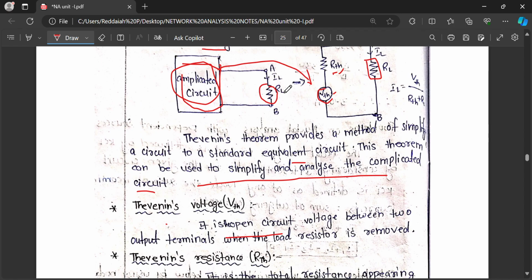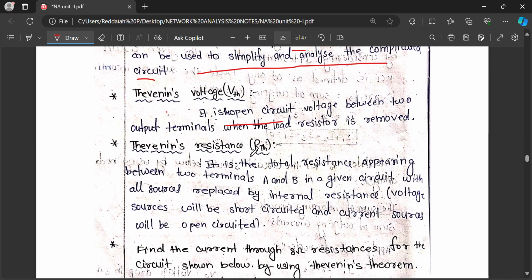Thevenin voltage is the open circuit voltage between the two output terminals when the load resistor is removed. We have to remove this load resistance to find Thevenin voltage. What is Thevenin resistance? You have to remember: it is the total resistance appearing between the two terminals A and B of the circuit when all sources are replaced by their internal resistances. Voltage source will be short circuited and current source will be open circuited.